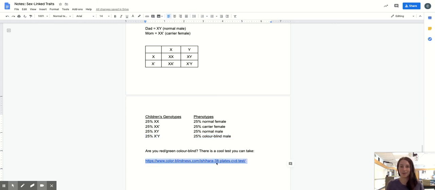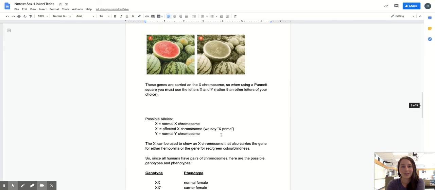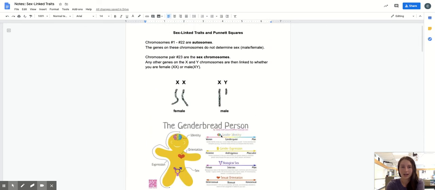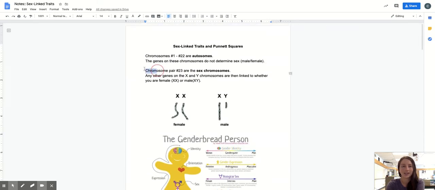It's pretty interesting. Maybe you'll find out you're colorblind. Maybe you'll find out that you aren't. But yeah, it's kind of fun. Okay, so try some Punnett squares. Sex-linked conditions are pretty interesting.